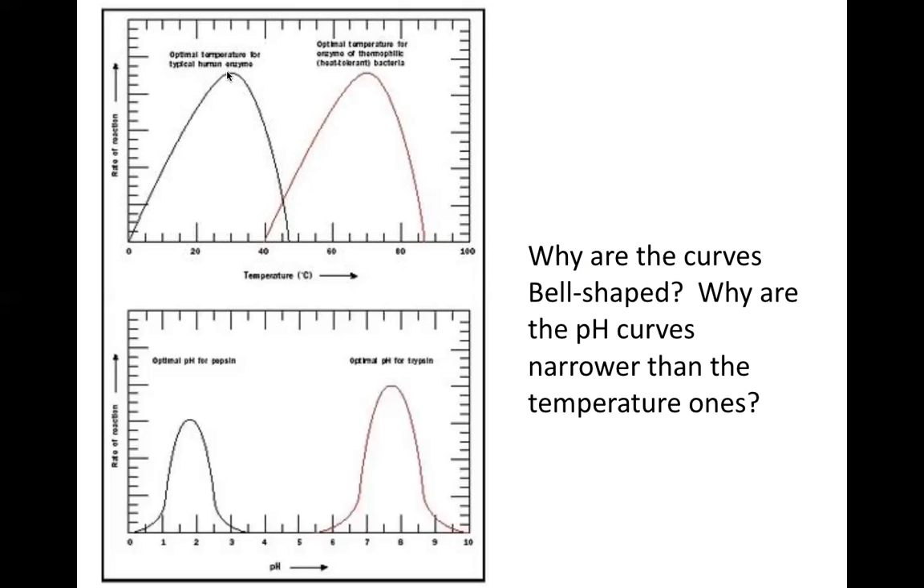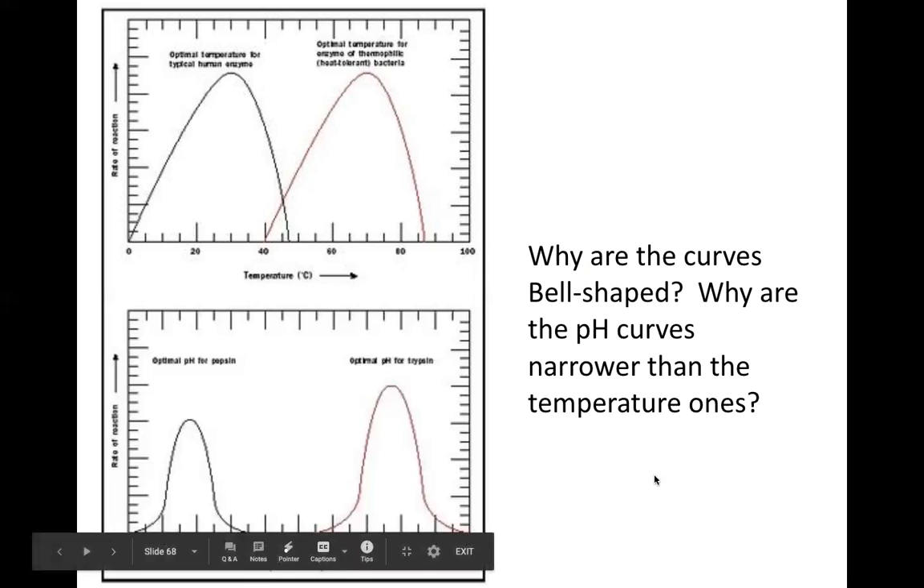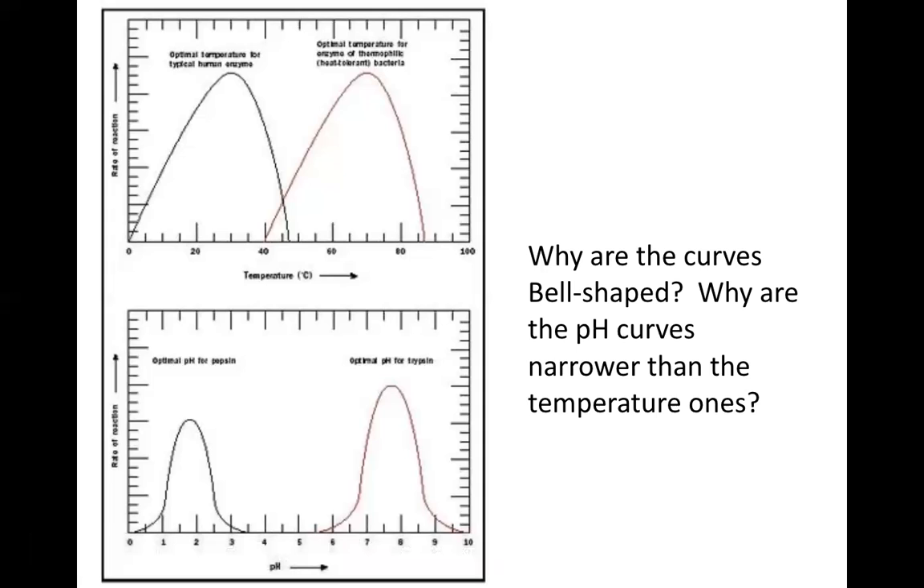This is a human enzyme. This is an enzyme isolated from a thermophilic bacteria. Now, similarly, if you look at the lower graph, there's two enzymes that have different optimum pHs. Again, optimum means the pH at which the reaction rate is highest. Those are the best conditions for this enzyme to work.